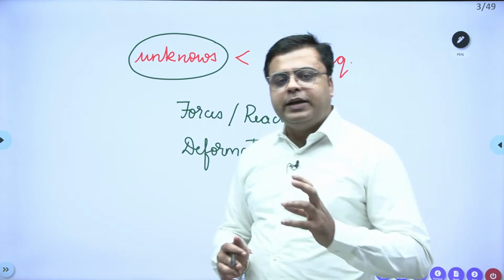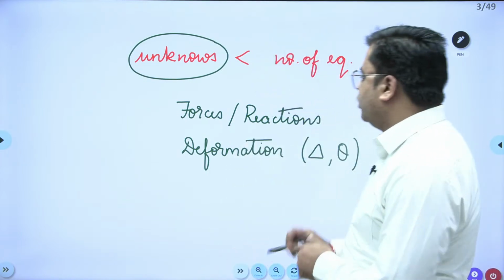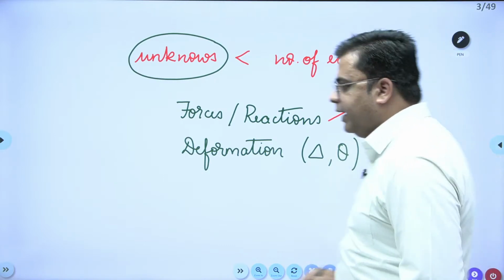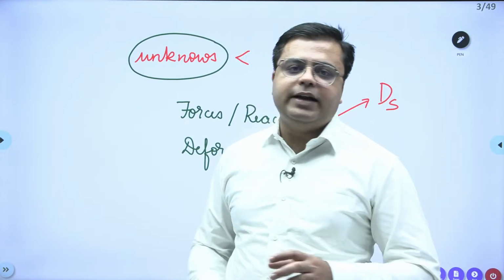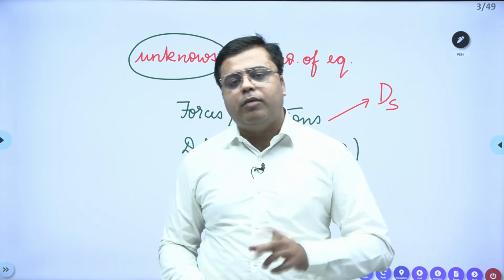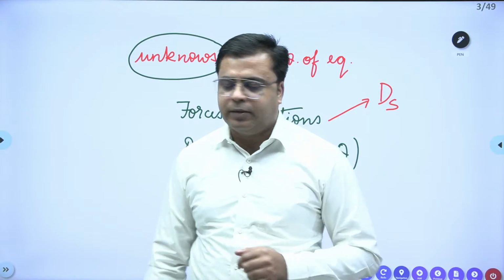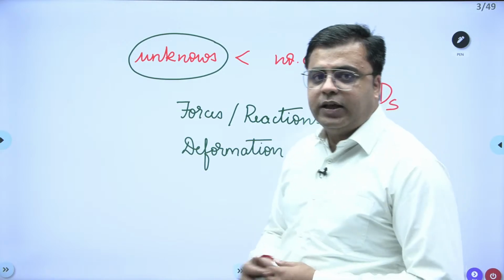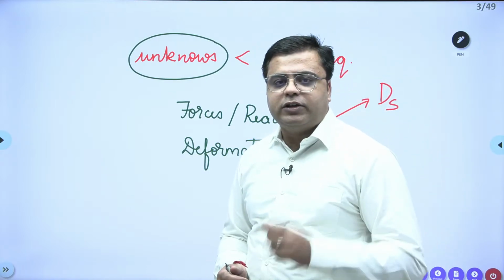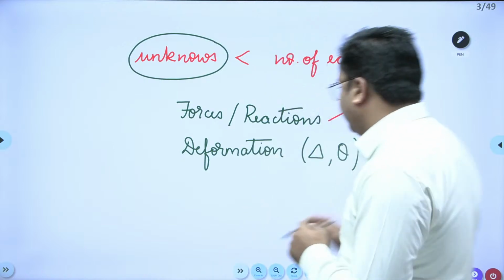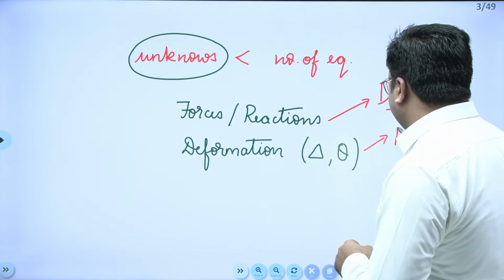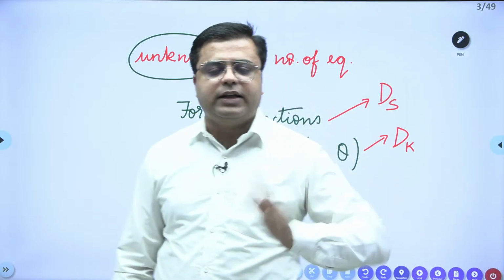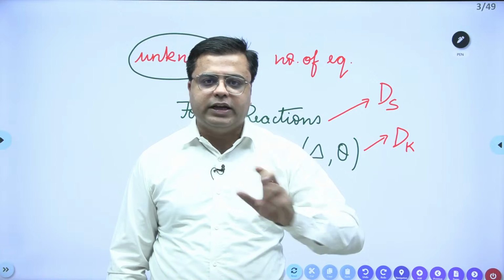When we talk about the number of unknowns with respect to forces, we have defined one parameter which is known as degree of static indeterminacy. Through the degree of static indeterminacy, we identify how many unknown forces are present in the system. For determining the number of unknowns with respect to deformations, we have again defined one parameter which is known as degree of kinematic indeterminacy, dk. It tells us about the unknown deformations, which can be translational or rotational.